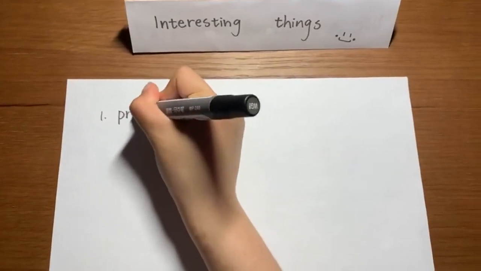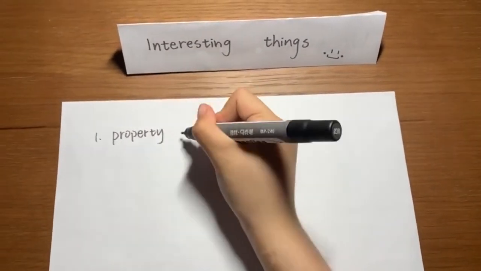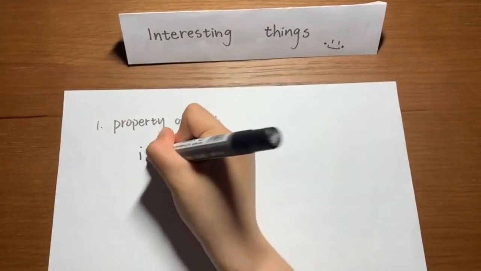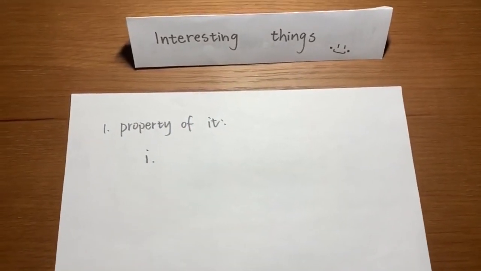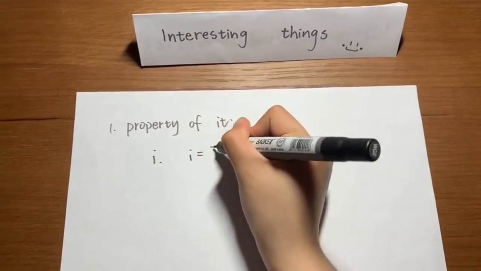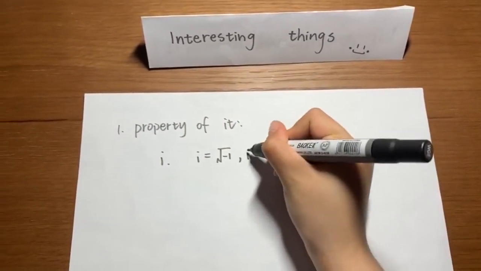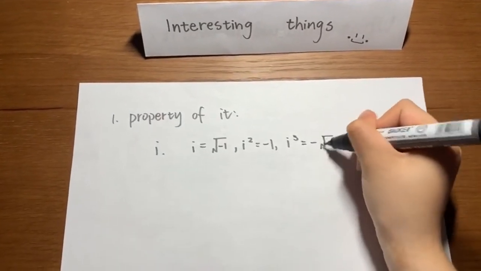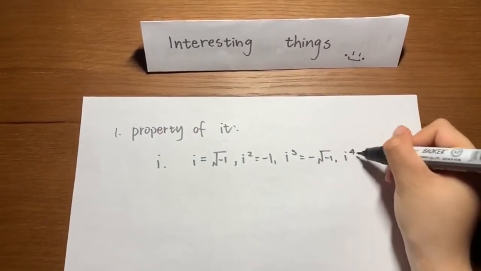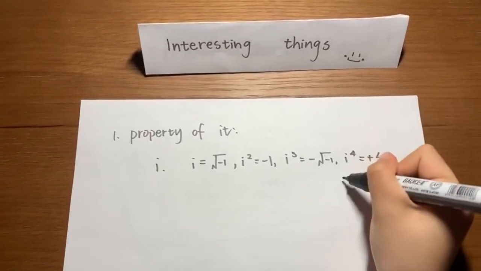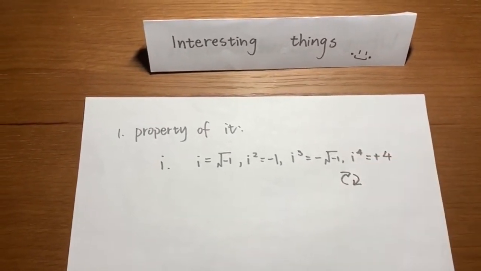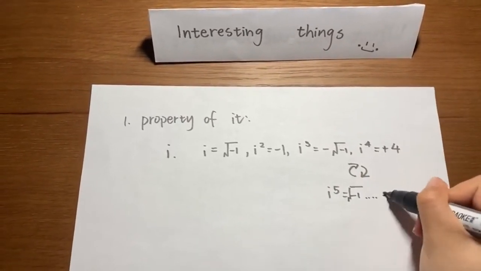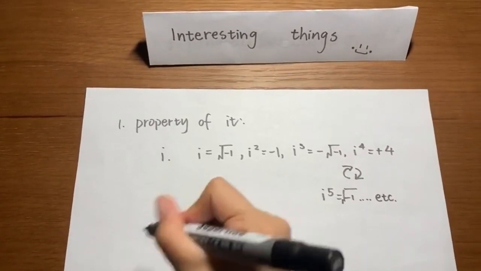Some interesting things about imaginary numbers. The properties of imaginary numbers. The unit imaginary number i has an interesting property. It cycles through 4 different values each time we multiply. i equals the square root of -1. i squared equals -1. i cubed equals negative square root of -1. i to the power of 4 equals +1. Then back to the start again. i to the power of 5 equals the square root of -1, etc.